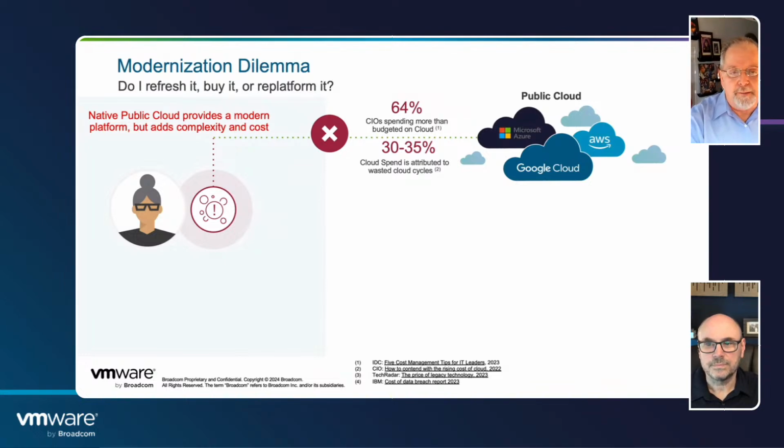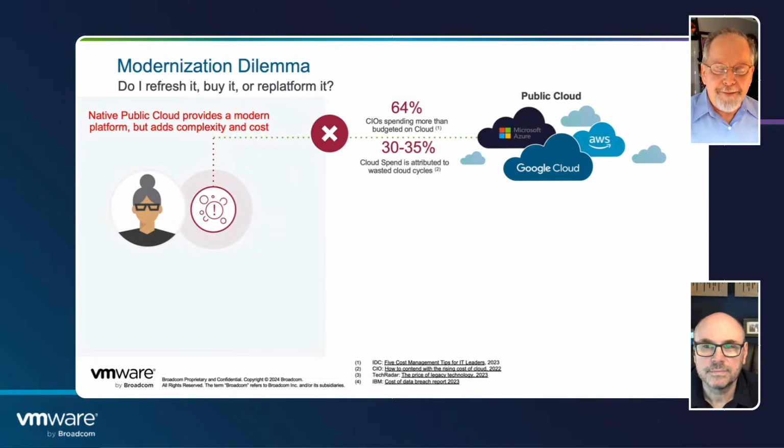We've heard this from a number of CIOs we've talked to: a lot of them just can't control that cost. The cost gets out of hand very, very quickly. In fact, there was an IDC study last year that showed 64% of CIOs said that they are overspending on their already high cloud budgets. So the ability to manage that is very difficult.